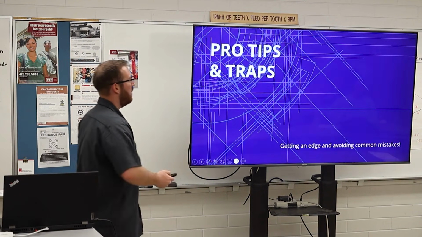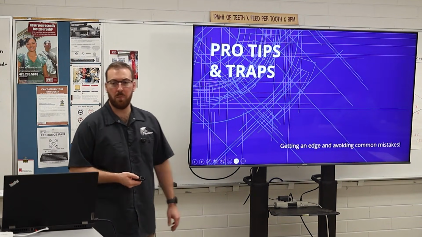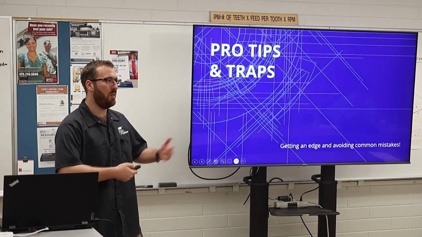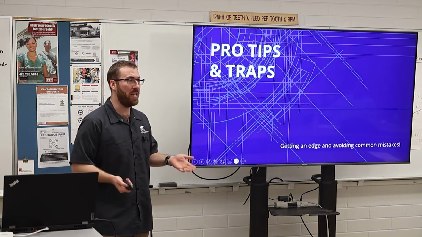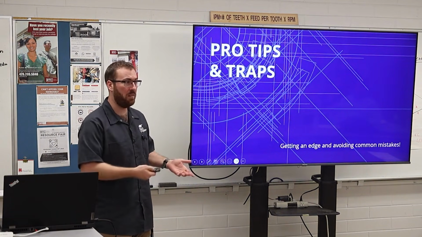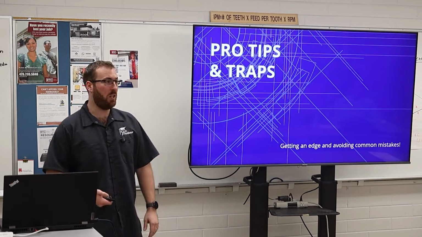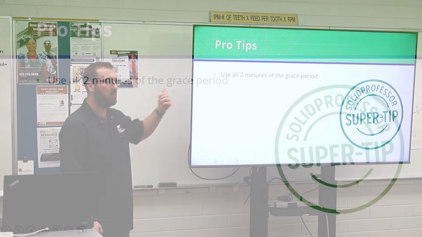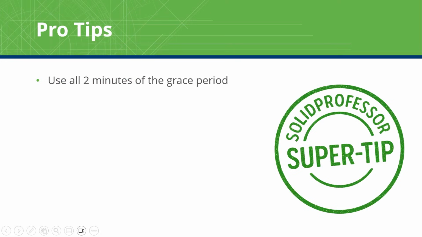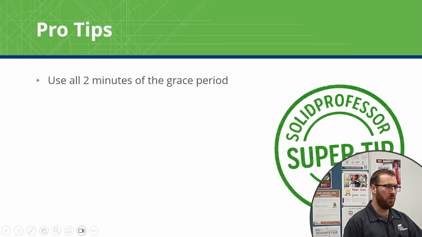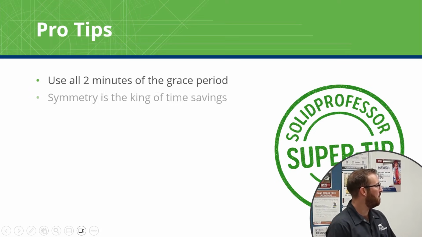Okay, so that's what our solution looks like. To wrap up here, I want to talk about some pro tips and traps. We've covered some of this stuff already, but I just want to reiterate things to be doing to save yourself some time, things to watch out for. So starting with some pro tips, use all those 2 minutes of the grace period. You're going to be tempted after 60 seconds. It feels like a long time. Even if you already get a general idea, use the full 120 seconds.